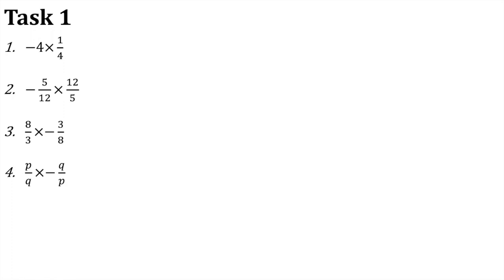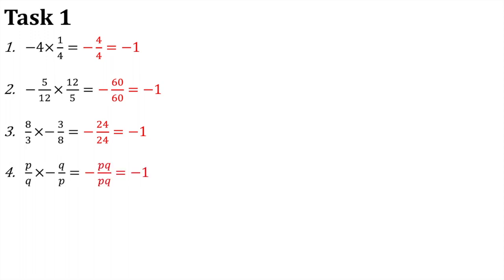Okay folks, welcome back. So the first one, hopefully you will have got -1, because -4 multiplied by 1/4 is -4/4, which simplified is -1. For the second one, when you carry out that product, you would also get -1. The same for the third one, also -1. And the fourth one is also -1. So a bit of a pattern going on here.